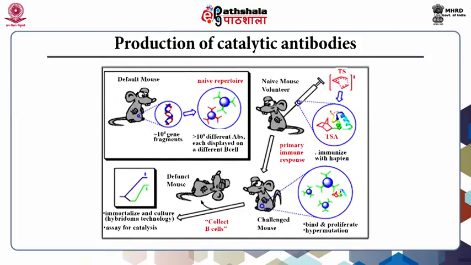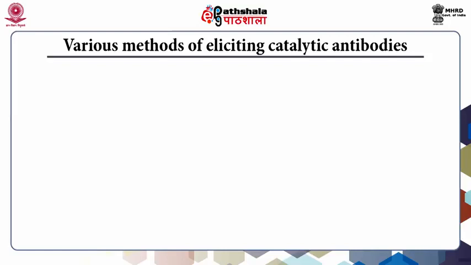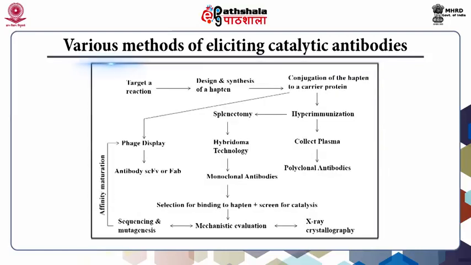Currently, three methods are primarily used for eliciting catalytic antibodies: polyclonal antibodies, monoclonal antibodies, and antibody fragment based. The slide displays a summary of this lecture. We have the various methods of eliciting catalytic antibodies displayed in this slide.